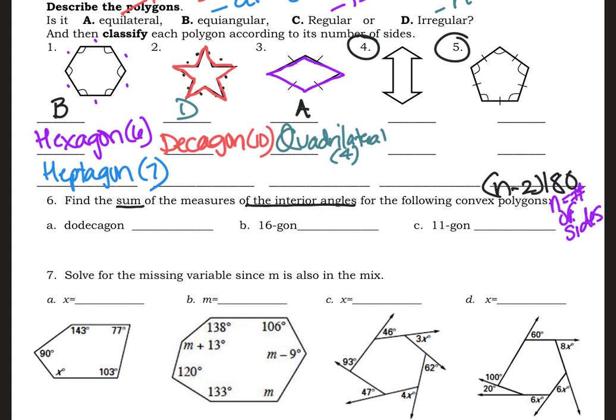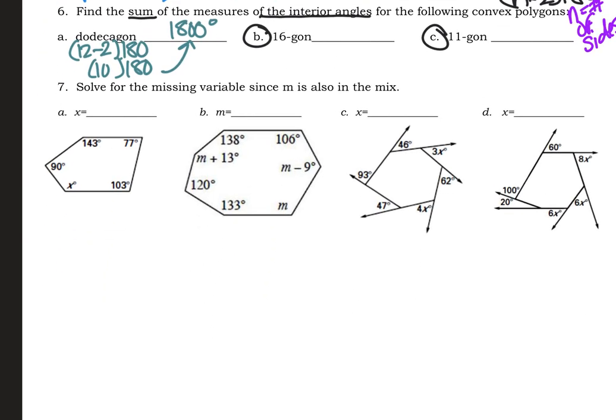All right, so a dodecagon has 12 sides. So we're going to do 12 minus 2 times 180. 12 minus 2 is 10. And 10 times 180, that gives us 1,800 degrees. All right, you guys will do B and you'll do C. All right, let's go to the next one.